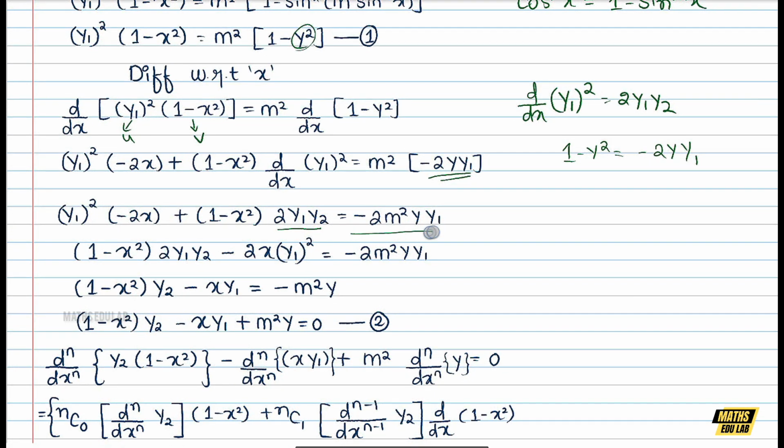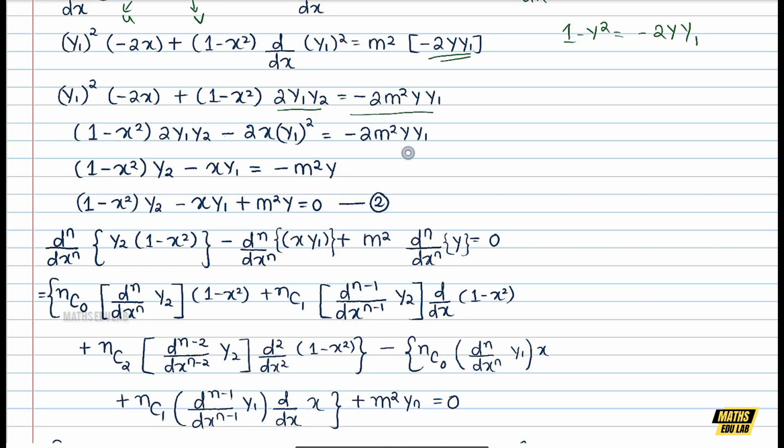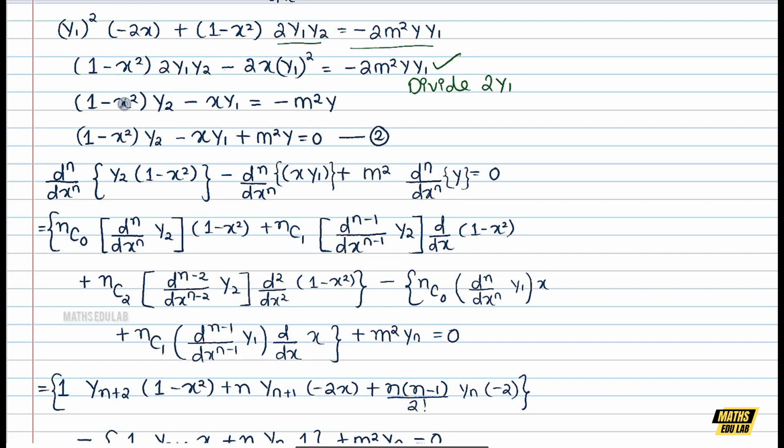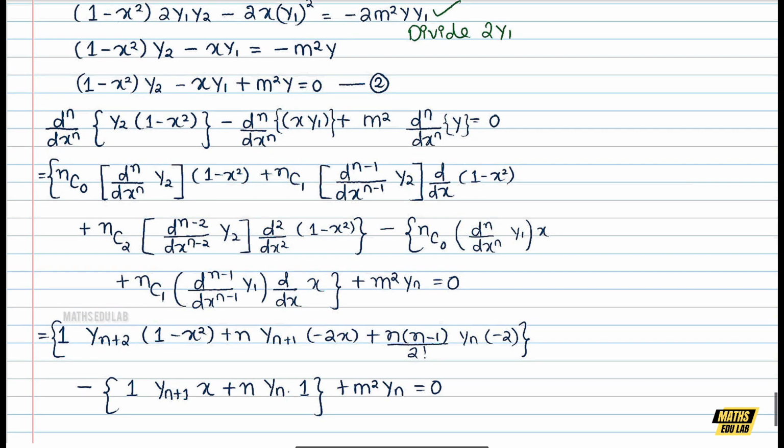Then on multiplying you can get the value like this. So arrange the equation as 1 minus x square into 2y1 y2 minus 2x y1 whole square is equal to minus 2 m square y1. Now simply we will divide by 2y1 in this equation. So on dividing you will get 1 minus x square y2 minus x y1 is equal to minus m square y. So this will get changed to the left hand side, and this negative term will change to positive.